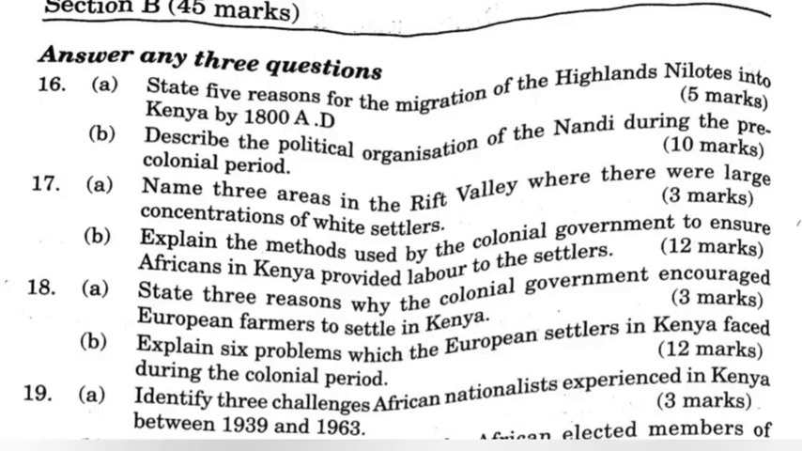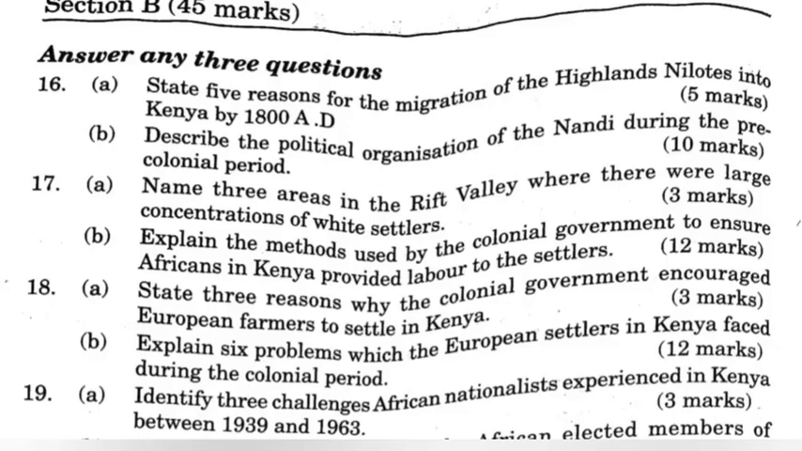Question 17a. Name 3 areas in the Rift Valley where there were large concentrations of white settlers. 1. Kericho. 2. Nakuru, Naivasha, Njoro, Kitale, Nyahururu, Nyandarua.